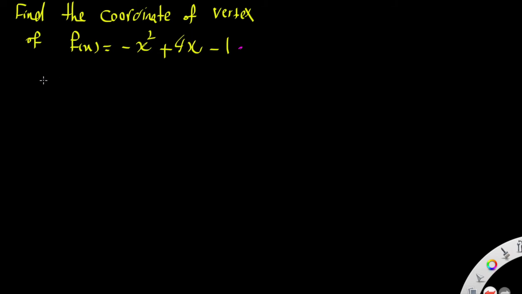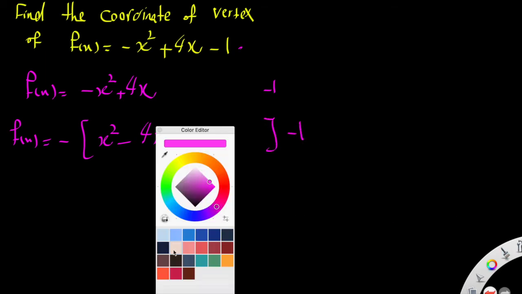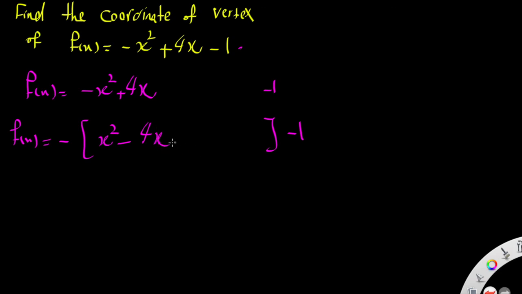Now, first step again is to write in the completed square form. So f of x will be equal to minus x squared plus 4x, with minus 1 put aside. Next step is to factor out the coefficient of x squared, which is negative. So it will be minus (x squared minus 4x), leave some space, minus 1. Now here I add the square of half of the coefficient of x and subtract the same thing.